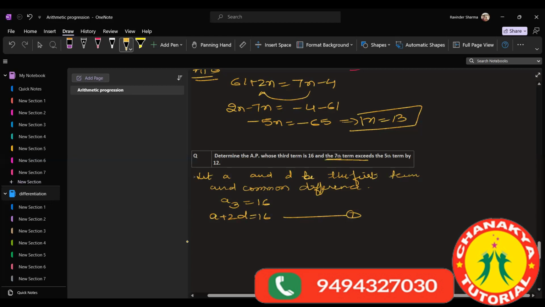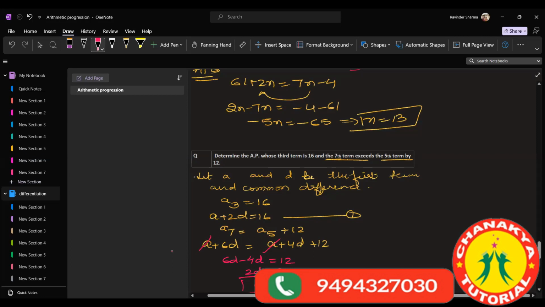Now read the next statement. The seventh term exceeds the fifth term by 12. It means the seventh term is 12 more than the fifth term. Right? So now put the values. A7 you can write as a plus 6d. Then A5 you can write as a plus 4d plus 12. Am I correct, children? Yes, ma'am. Now A and A cancel, then 6d minus 4d will be equal to 12. Then 2d is equal to 12. Then the value of d will be 6.